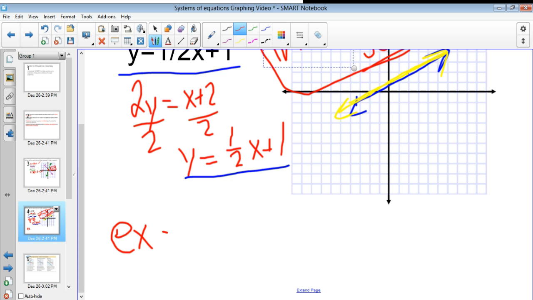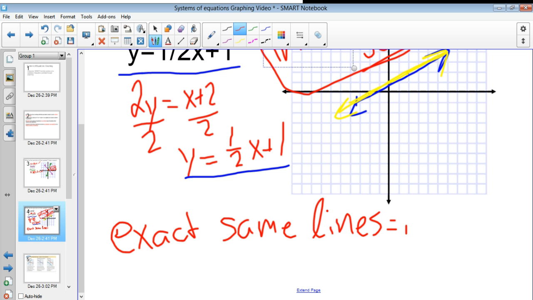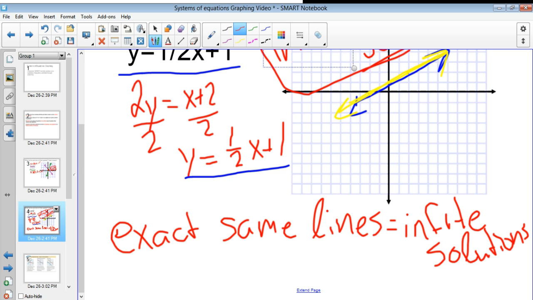So exact same lines means infinite solutions. And by that I mean simplified down, they're the exact same thing, or solve for y, the exact same equation. So let's look at the different types.